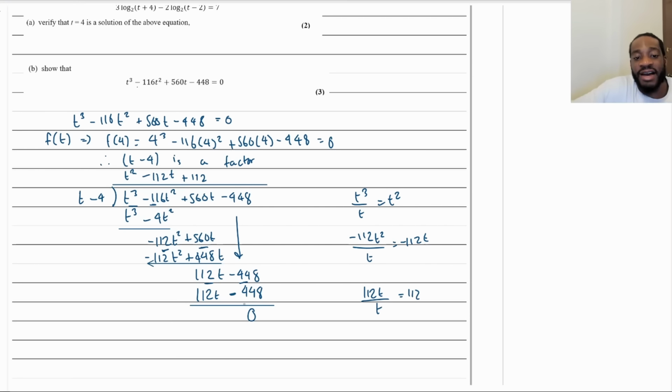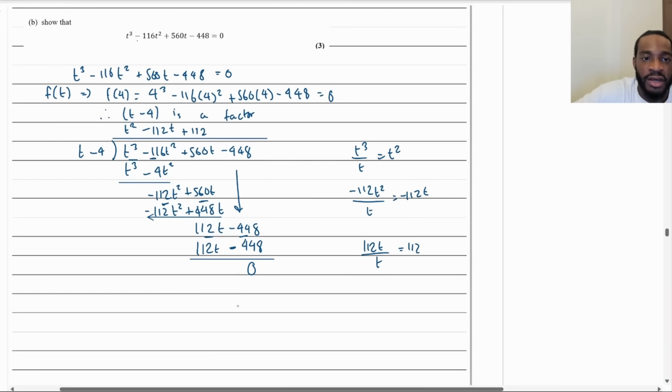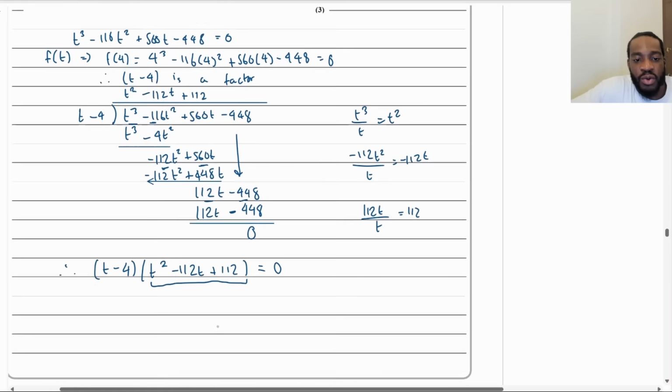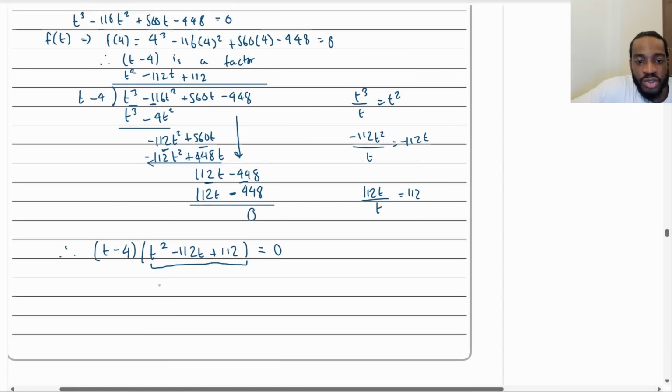So that means that it divides perfectly, right? There's no remainder. So therefore, we can say that the cubic is just the same as t minus 4 multiplied by t squared minus 112t plus 112 is equal to 0, okay? So now we need to solve this, don't we? All we're going to do is put this into our quadratic solver to get what the roots are.